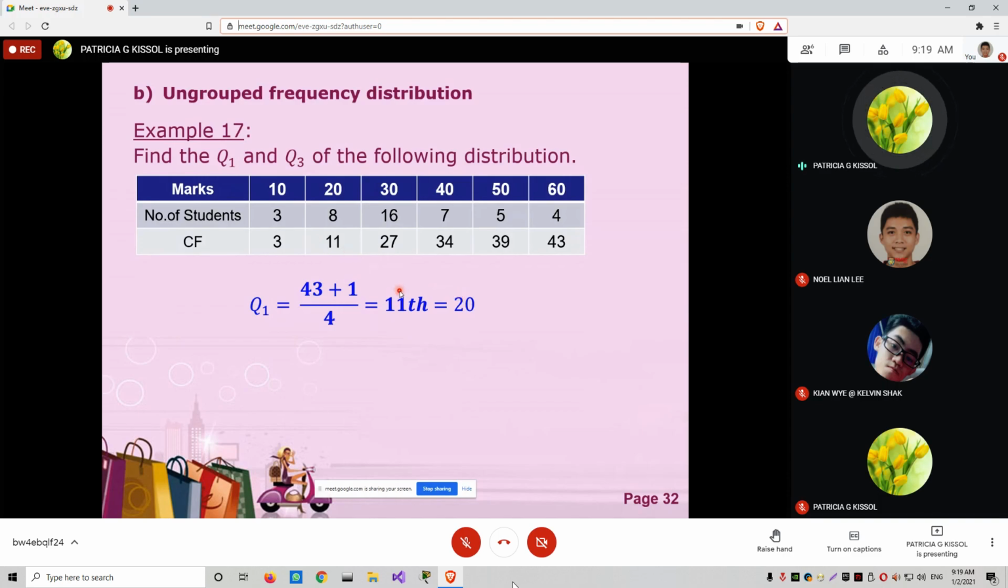Yeah. 11th position, exactly on the same value here. So that should give you the value of 20 as your, how do you call that? Your quartile, first quartile, lower quartile. I'm thinking of something actually, because this data is with a frequency, right? So I'm thinking whether it should be only 43 divided by 4, not plus 1.